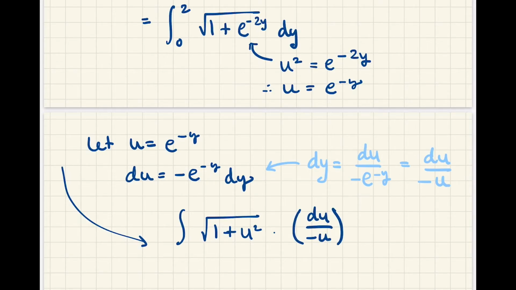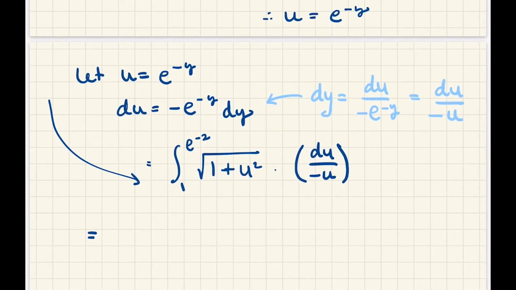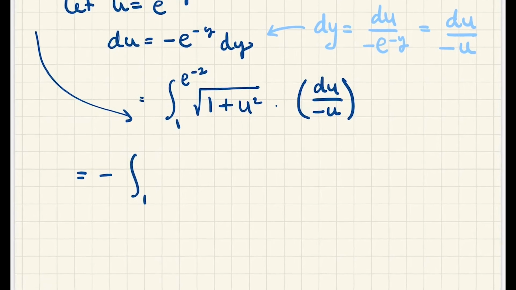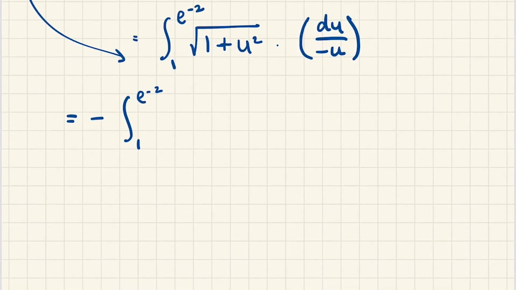The bounds of our integral we need to update. So when y is equal to 0, u is equal to e to the 0, so that's 1. And when y is equal to 2, u is equal to e to the negative 2. So this integral becomes negative, integral from 1 to e to the negative 2, of the radical 1 plus u squared all over u du.